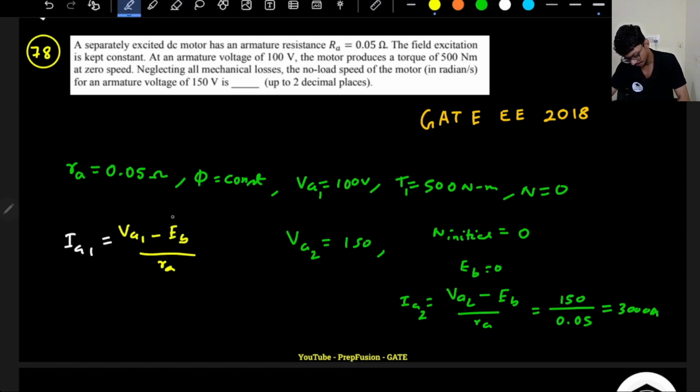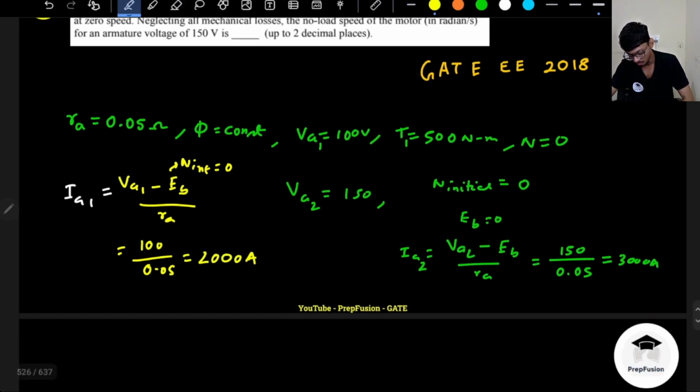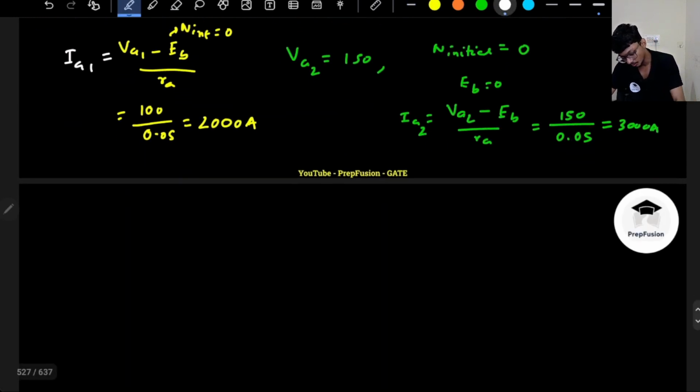So again the assumption is N initial is 0, so the developed voltage will be 0, so it will be VA1 divided by RA. 100 divided by RA, which is 0.05, this will be 2000, like a huge current. Can you observe how huge a current is flowing? 2000 amperes. What is my torque?